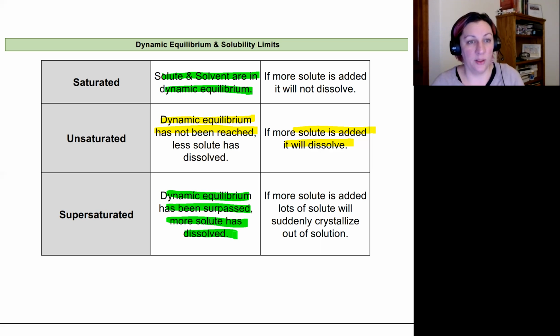And so these are our different terms that we're going to use for talking about solubility and equilibrium. I think the most important is that saturated means you're at equilibrium, which means that you're going to have solid on the bottom of the beaker or floating around, and you'll also have the solution.